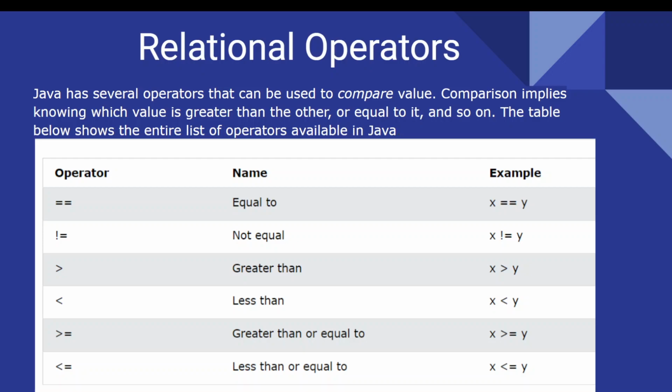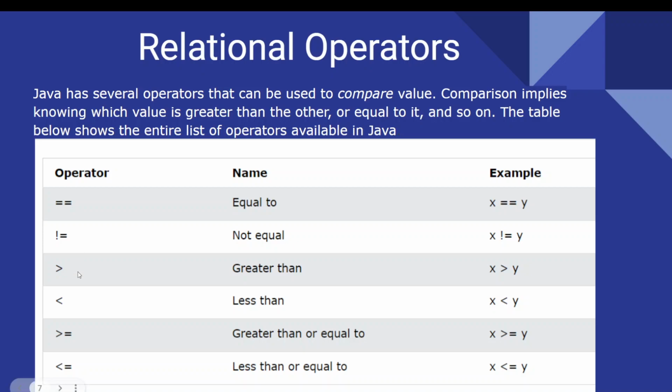The general format of representing the relational operator is here. The first operator is equal to. The equal to operator is used to check whether the two given operands are equal or not. The operator returns true if the operand on the left hand side is equal to the right hand side, else false. Next we have not equal to. This operator is used to check whether the two given operands are equal or not. It functions opposite to the equal to operator, and it returns true if the operand on the left hand side is not equal to the right hand side.